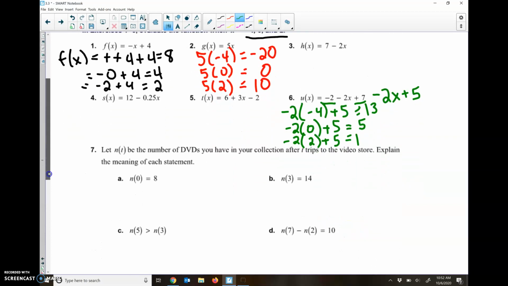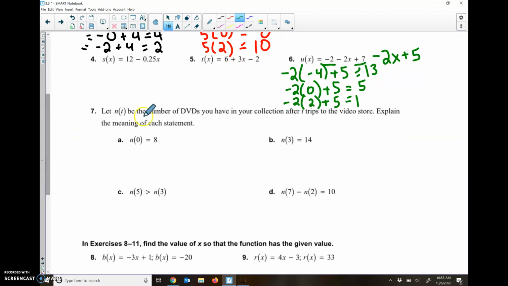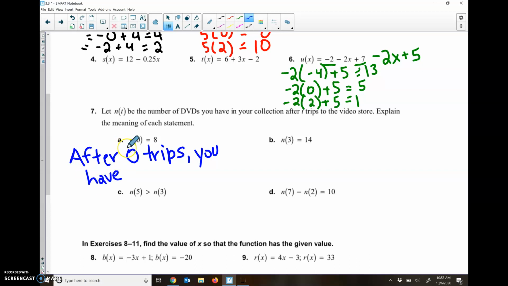Next one, it wants us to actually write something here. Let n of t be the number of DVDs you own after t trips to the video store. Explain the meaning of each statement. Remember, t is the number of times I went to the video store. So this one says the number of times is 0. If I went to the video store 0 times and I have 8 DVDs, that just means after 0 trips to the DVD store, you have 8 DVDs. How did you get those DVDs? I don't know, Christmas, birthdays, things like that.